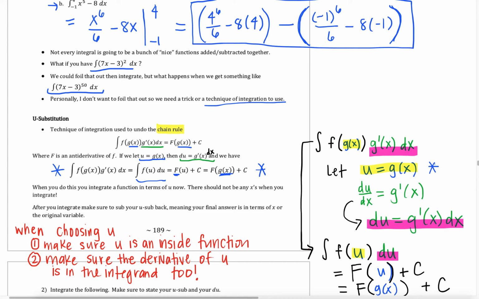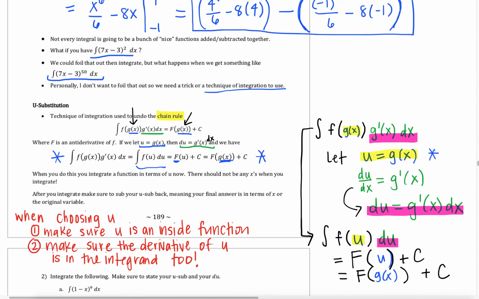A couple things to keep in mind when choosing u. The first thing is that we want to make sure that u is the inside function. When we applied the chain rule, it happened because we had a composition of functions. We had an inside function, g of x, and an outside function, f. So we want to make sure that u is that inside function. I also have to make sure that the derivative of u is somewhere in the integrand as well, so that it can be replaced when we take that derivative step. And we'll see this through quite a few examples.